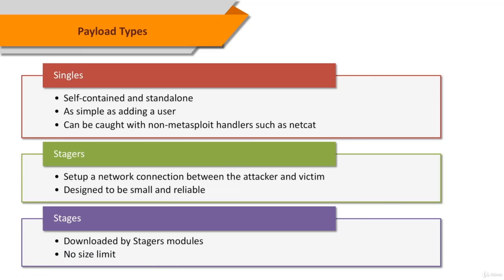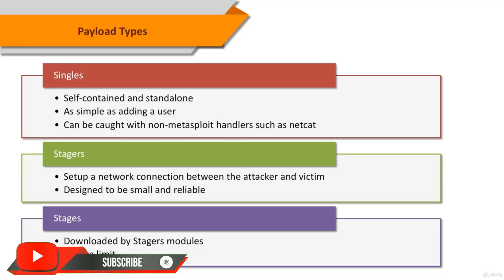Stagers set up a network connection between the attacker and victim and are designed to be small and reliable. It is difficult to always do both of these well, so the result is multiple similar stagers. Metasploit will use the best one when it can and fall back to a less preferred one if it's necessary. Stages are payload components that are downloaded by stagers modules. The various payload stages provide advanced features with no size limits, such as Meterpreter, VNC injection, and the iPhone iPwn shell.